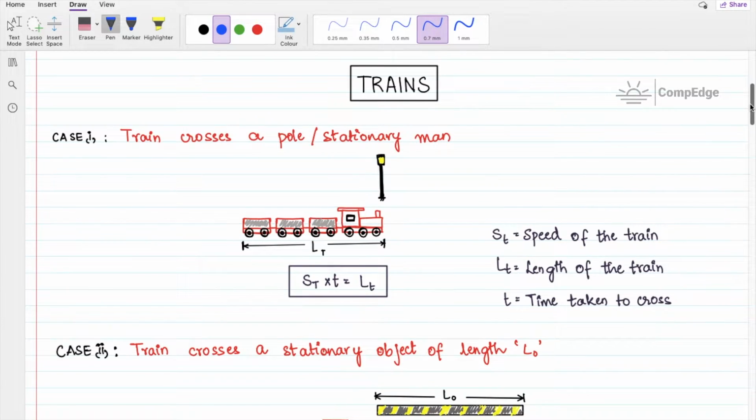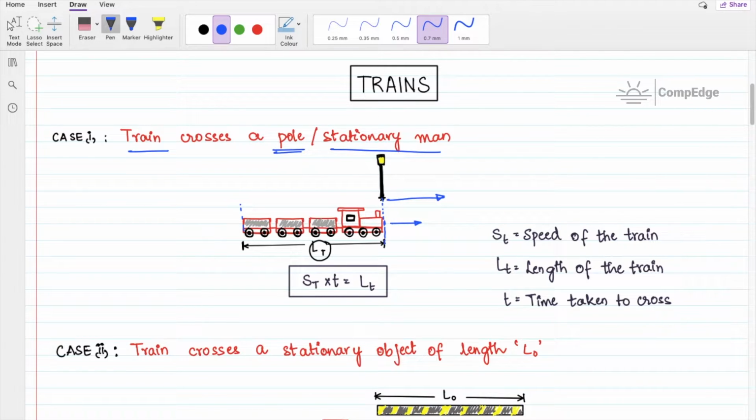In the concept of trains, basically, a train has a particular length LT and there are various cases that we have to deal with. Problems would be around the cases that I am discussing here. The first case is when a train crosses a pole or a stationary man or a stationary thing. In that case, this train is moving in this direction, and in order to cross this pole, it has to start here and then the entire length of the train has to cross the pole.